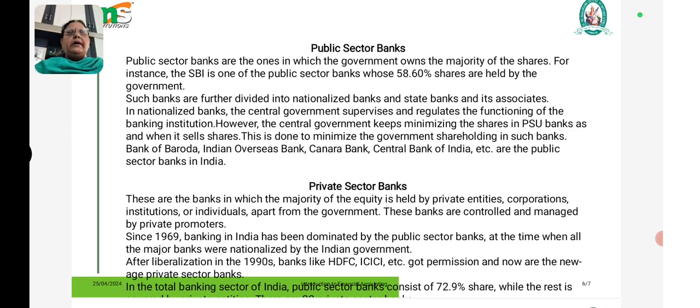Public sector banks are the ones in which the government owns the majority of the shares. For instance, SBI is one of the public sector banks, whose 58.6% shares are held by the government. Such banks are further divided into nationalized banks and the State Bank and its associates. In nationalized banks, the central government supervises and regulates the functioning of banking institutions. However, the central government keeps minimum shares as and when it sells shares. This is done to minimize government holding. Bank of Baroda, Indian Overseas Bank, Canara Bank, and Central Bank of India are some examples of public sector banks.